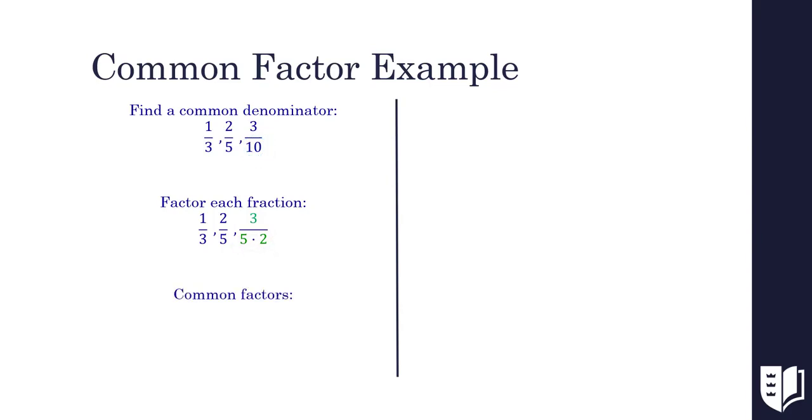Next, we must find the common factors. In this case, they are 2, 3, and 5, because the denominators of each of the given fractions have at least one use of the numbers 2, 3, and 5. If any fraction had more than one use of these factors, we would have more than these three common factors. Now we can find the common denominator. The common denominator here is 2 times 3 times 5, which equals 30.